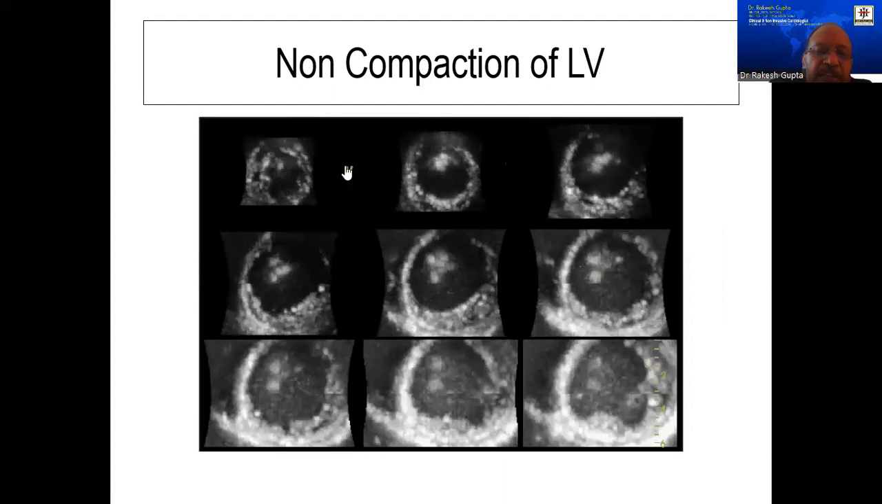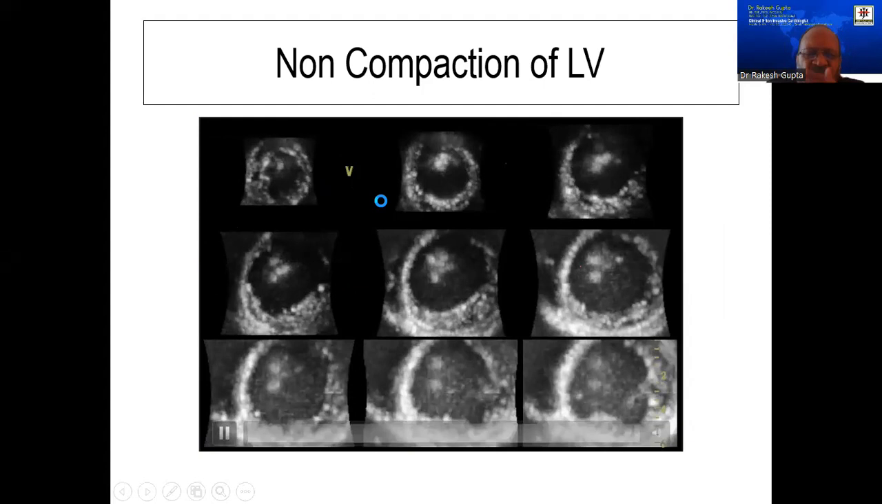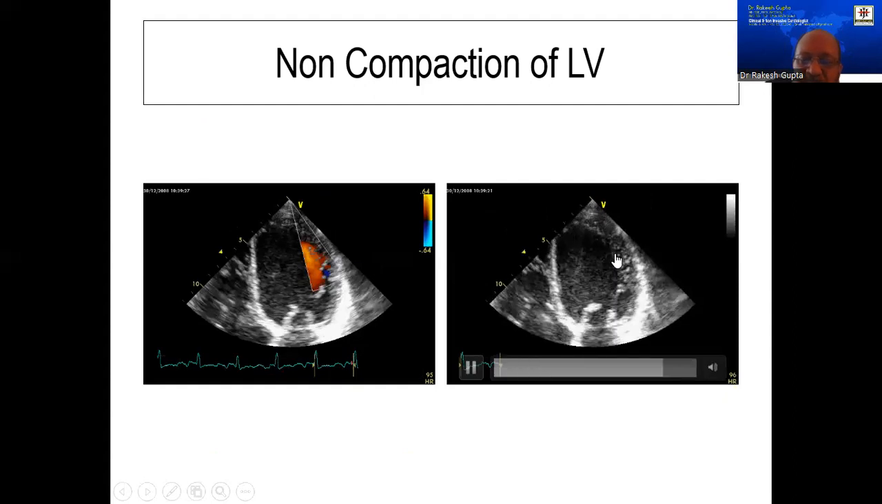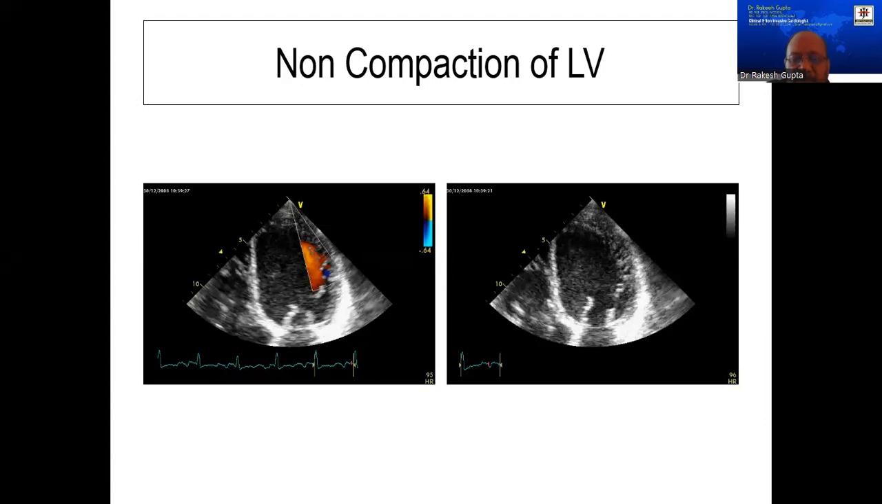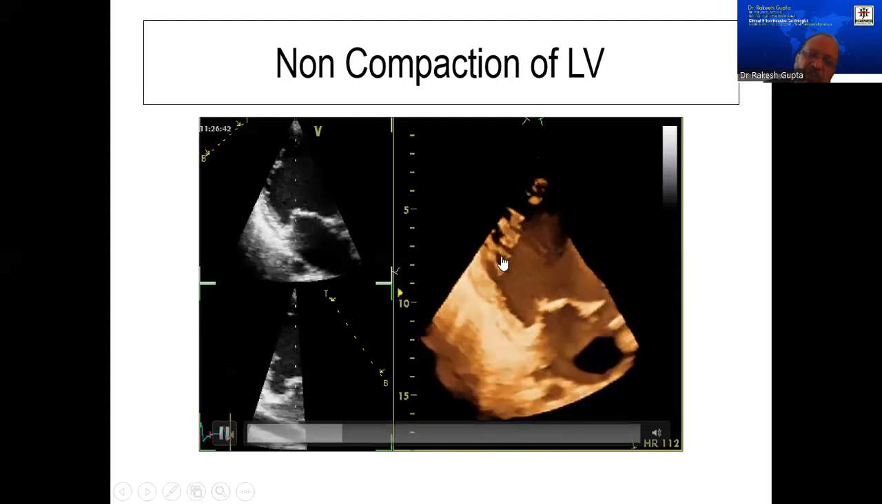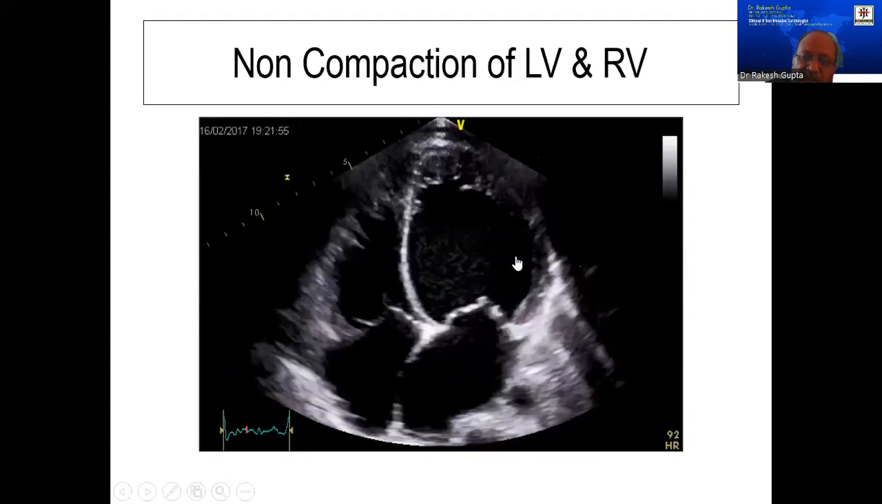We look at this non-compacted LV, and now this is a three-dimensional echo with the cut sections. You can see this sieve-like structure in the apex. Similarly, you can see the blood just going into these sieves or non-compacted segments, which we call non-compaction of LV. At one time, these were known as spongy myocardium. This is a very classical picture of non-compaction of LV. You can look at these non-compacted segments, which are virtually hanging like multiple thrombi. So again, a variety of non-compaction of LV.